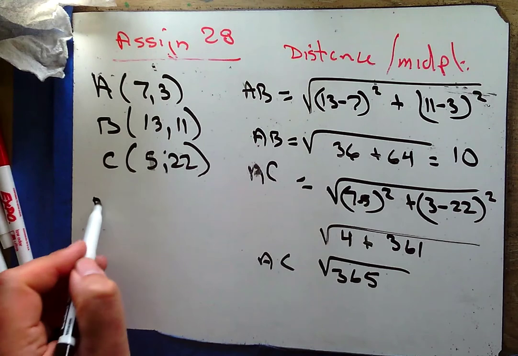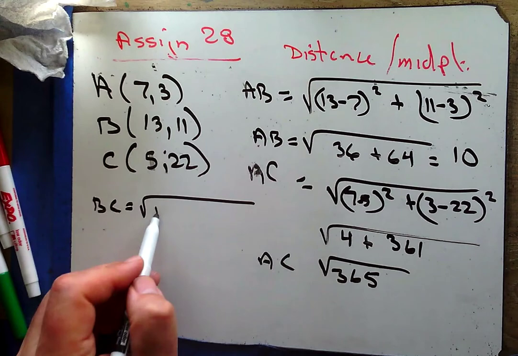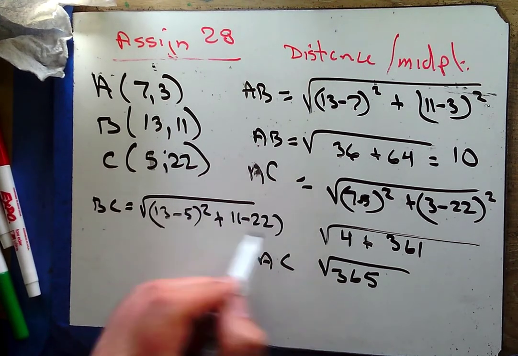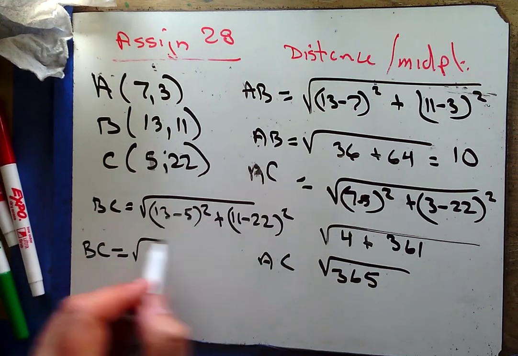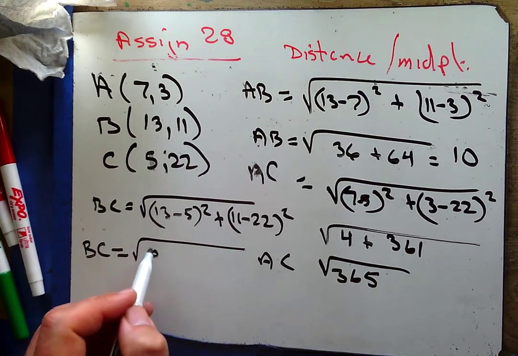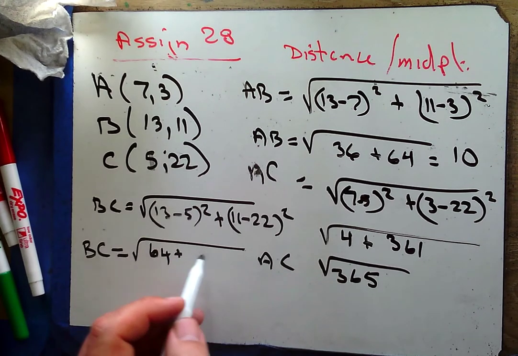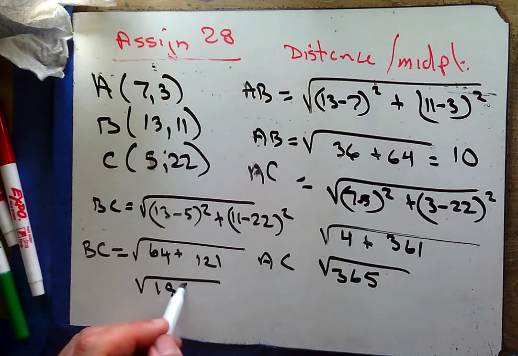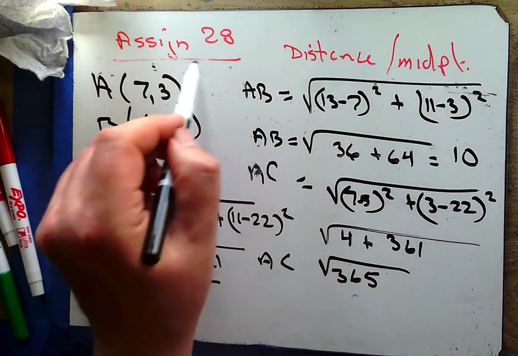And what about BC? Well, BC's length is going to be 13 minus 5 squared plus 11 minus 22 squared. And so we can say that BC equals the square root of 8 squared, which is 64, plus negative 11 squared, which is 121. And so that's the square root of 185 for BC. Well, I see that all the side lengths are different, so I know this is a scalene triangle.